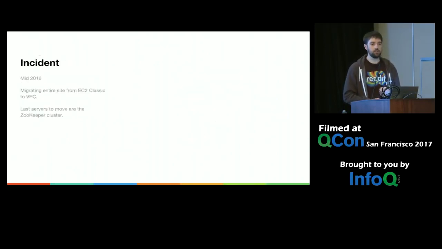So in mid-2016, something went pretty wrong with the autoscaler that taught us a lot. We were in the midst of making our final migration from EC2 Classic into VPC. This had a huge number of benefits for us in better networking and security, that kind of stuff. And the final component to move was our Zookeeper cluster. This was the Zookeeper cluster being used for the autoscaler, so it was pretty important.